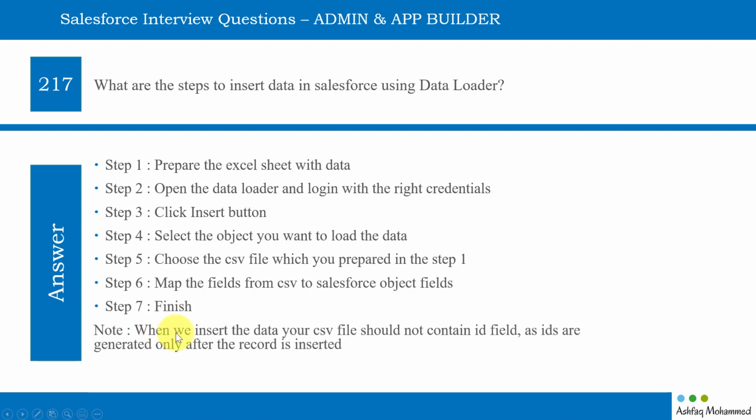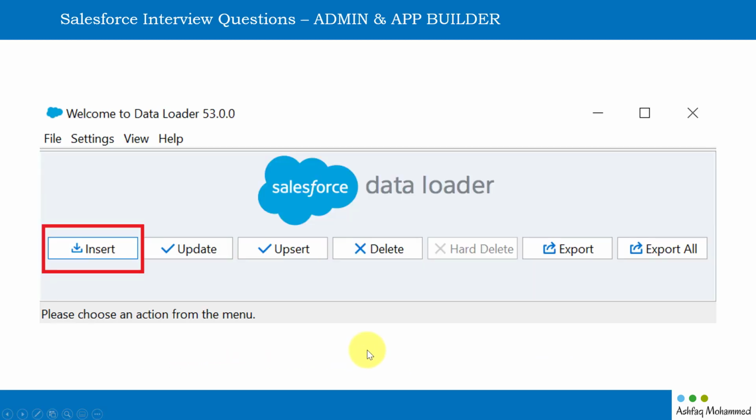So note, when we insert the data, your CSV file should not contain ID fields, right? Because IDs are the ones which are generated in Salesforce after the record is created, right? So don't add ID field, as IDs are generated only after the record is inserted, okay?